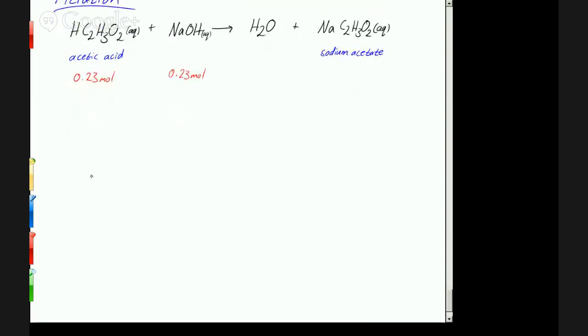We take a flask, and we put some of the acetic acid in it. And then into that flask, we use a burette and we dispense some sodium hydroxide.